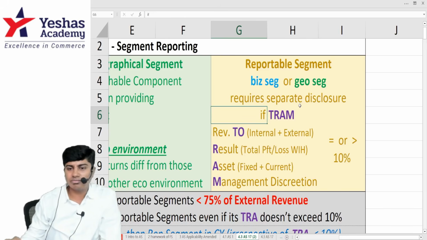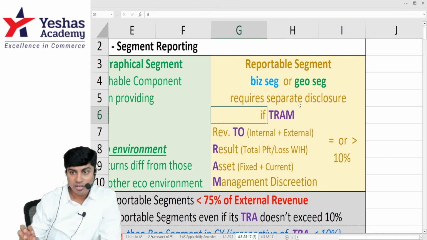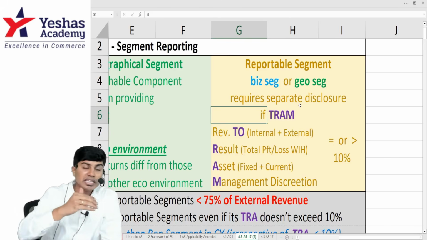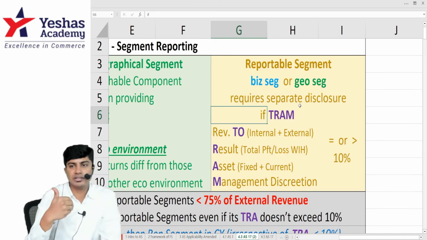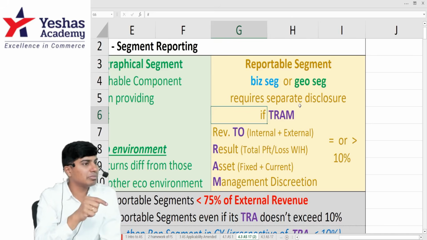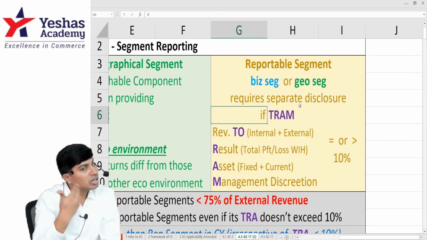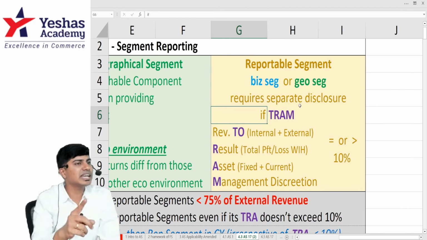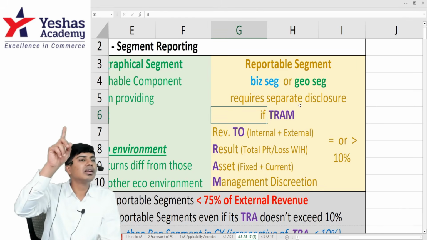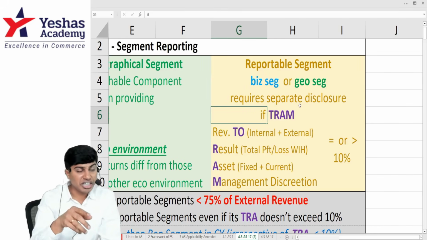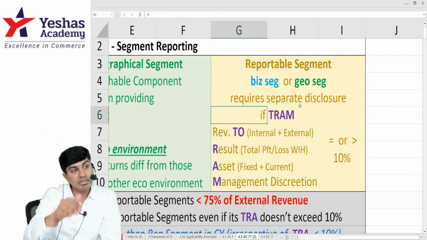If the turnover or revenue from that business segment or that geographical segment is more than or equal to 10%, then that becomes a reportable segment. What if it is less than 10%? Not reportable. When does a segment become reportable? When the turnover or the revenue is greater than or equal to how much?